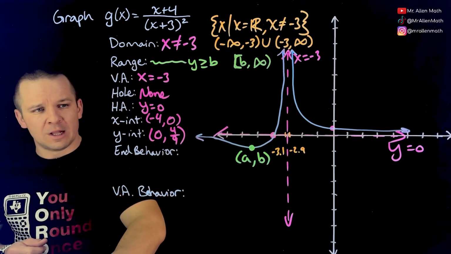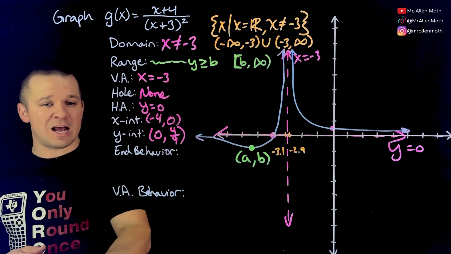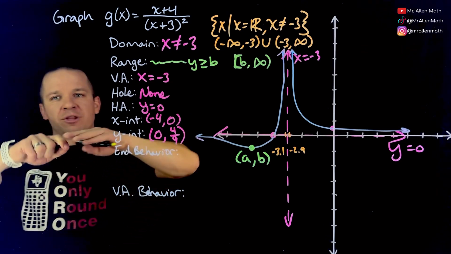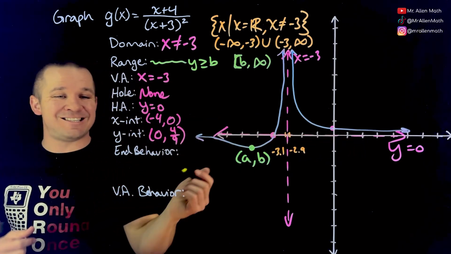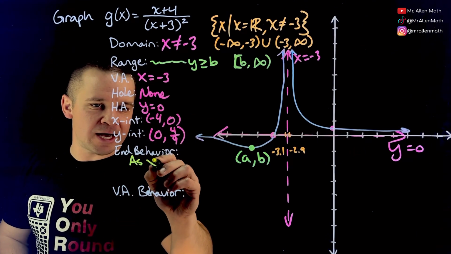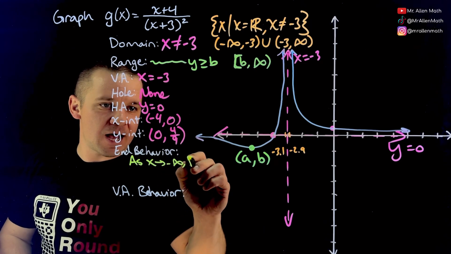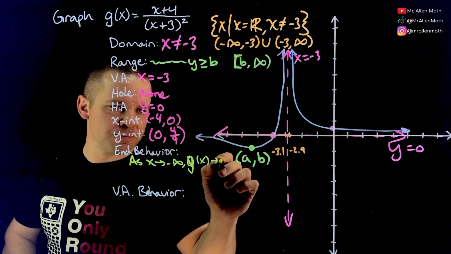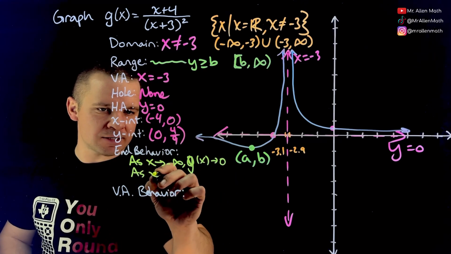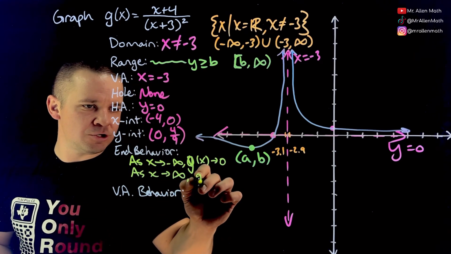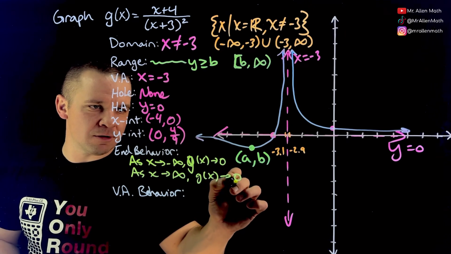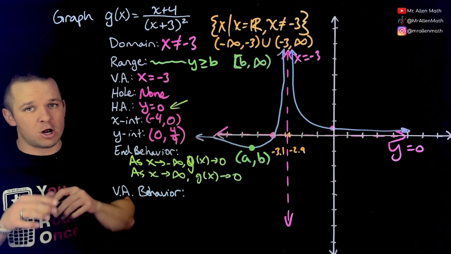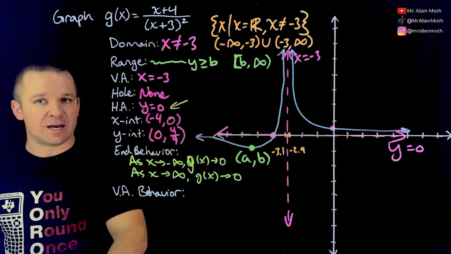Last little bit here: end behavior and vertical asymptote behavior. Let's do the end behavior now. What are we approaching on the far sides of the graph? We are approaching 0 on both sides. So as x approaches negative infinity, g(x) is approaching 0, and as x approaches positive infinity, g(x) is approaching 0. This will always match my horizontal asymptote. End behavior always matches the horizontal asymptote.